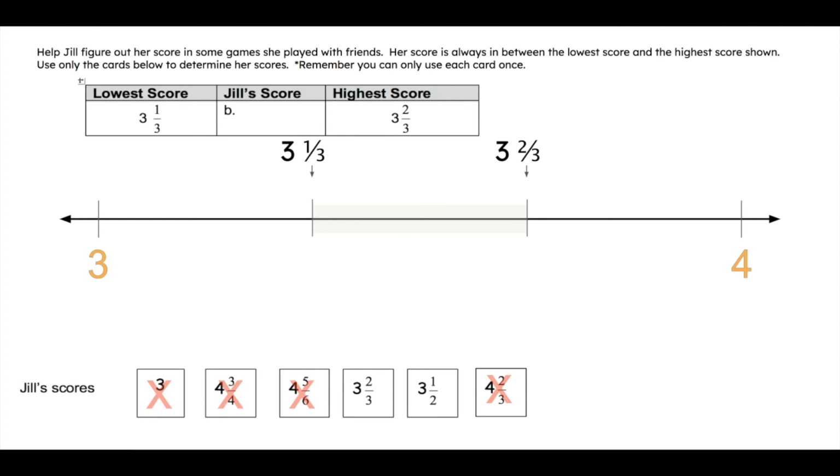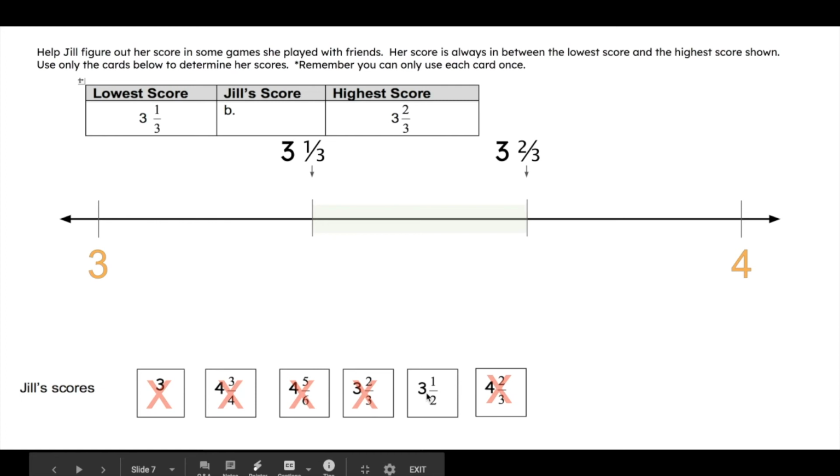Check this out. Which one of these is wrong? Guess what? The highest score was 3 2/3. We know Jill's score is less than that. 3 2/3, it can't be right. This is wrong. We know Jill's score has got to be less than this. So there's only one possible answer, 3 1/2. We really didn't even need to do this, but let's do it anyway.